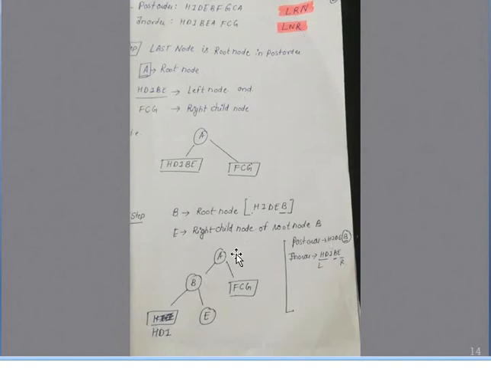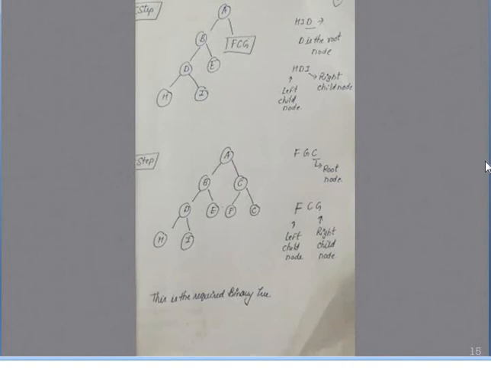In the post order, once again I had separated, I am resolving my problem in the coming step. So next we'll see. HID is the left child. So D is the root node, I is the right child node, H is the left child node that I had drawn in the third step.